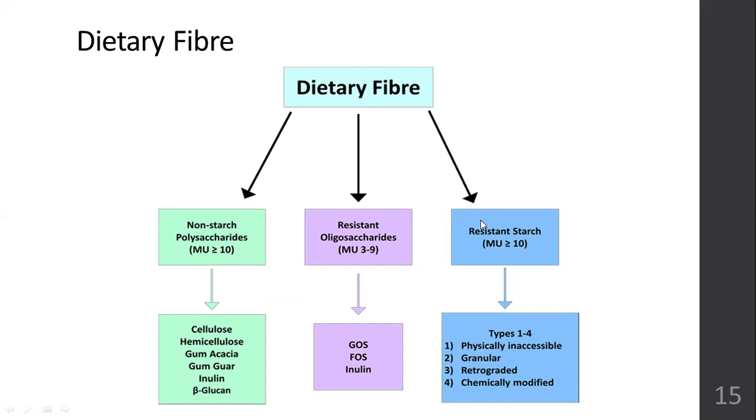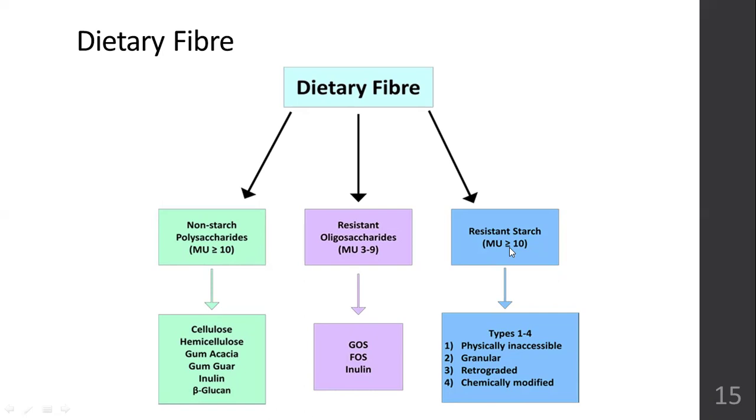So the classification of dietary fiber: you have non-starch polysaccharides, resistant oligosaccharides, resistant starch. These are the different types of dietary fibers. Basically, you have soluble fiber and insoluble fiber. Insoluble fiber is the main type. But apart from that, there are some other types as well.